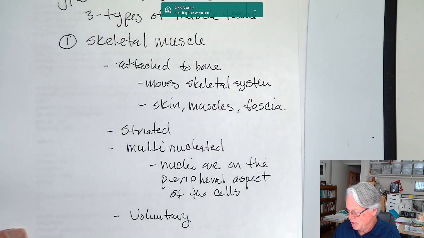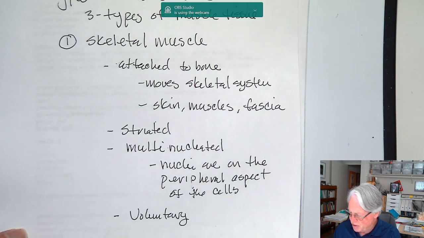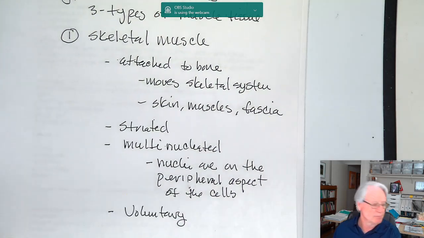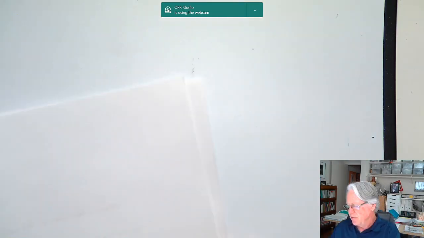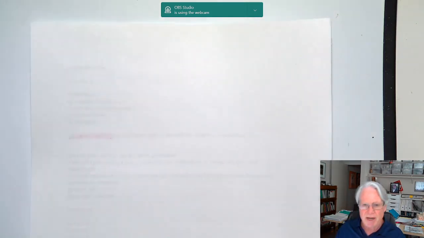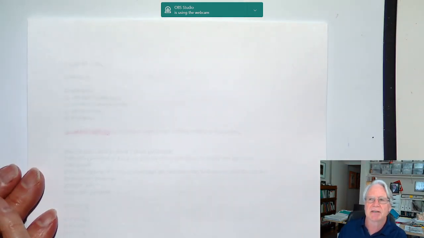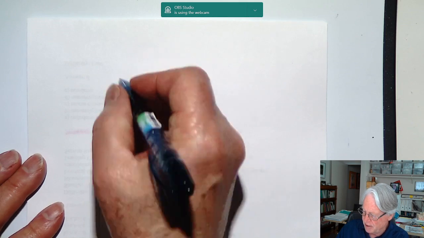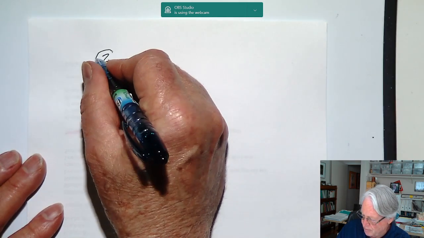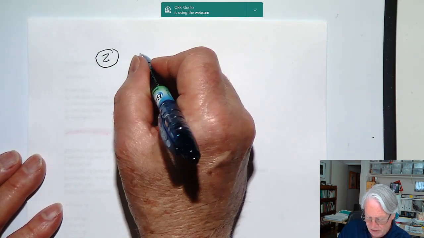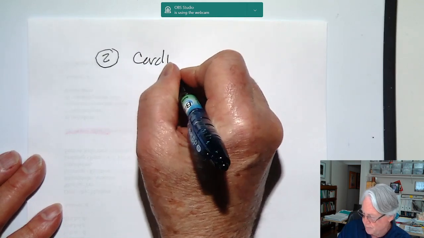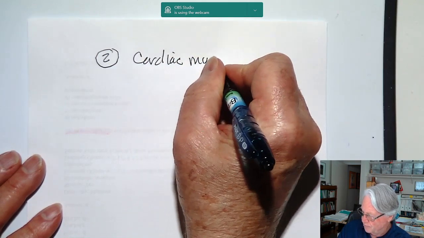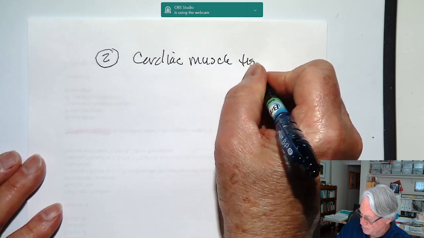That's skeletal muscle tissue. Let's talk a little bit about cardiac muscle tissue next. As you know, cardiac muscle tissue is going to be covered in a whole chapter in the textbook later on. That's going to be in 40B. So we're not going to spend a lot of time here talking about it. We're just going to hit the highlights. So the next type of muscle tissue, number 2 on our list, is cardiac muscle tissue.